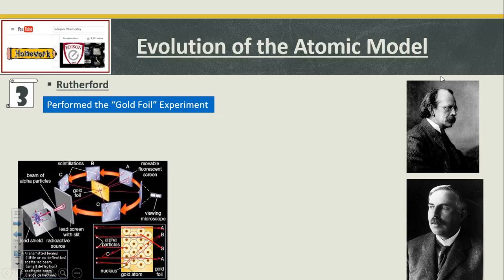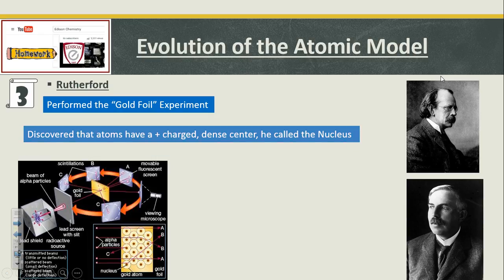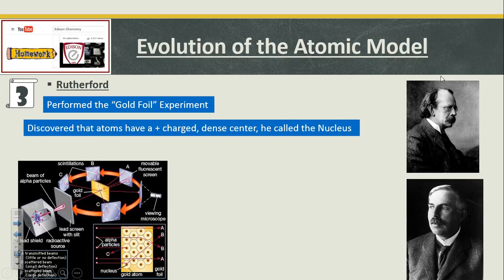which was odd because they knew alpha particles had a positive charge. And again, they knew opposites attract and like things repelled. So Rutherford's experiment led him to believe that there's a positive dense center in the middle of an atom, and he called that the nucleus.